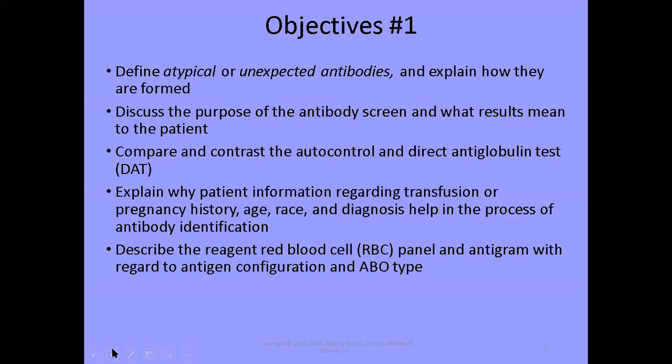So for our objectives today, we will define atypical or unexpected antibodies and explain how they are formed. We will discuss the purpose of the antibody screen test and what results mean to the patient. Compare and contrast the autocontrol and direct antiglobulin test, also known as the DAT. Explain why patient information regarding transfusion or pregnancy history, age, race, and diagnosis help in the process of antibody identification, and describe the reagent red blood cell panel and antigram with regard to antigen configuration and ABO type.